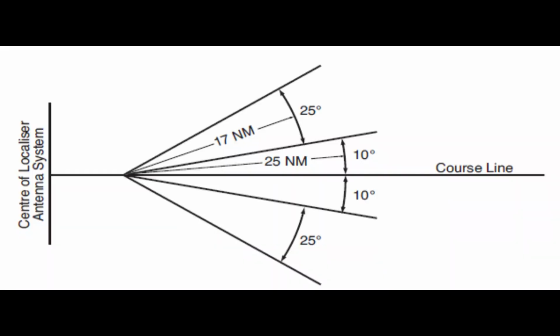The localizer has a horizontal coverage of plus or minus 35 degrees on each side of the runway up to 17 nautical miles, and it is reduced to 10 degrees on each side up to 25 nautical miles. The localizer signal is protected for a range of roughly 25 nautical miles. This enables the aircraft to safely proceed and execute the approach.